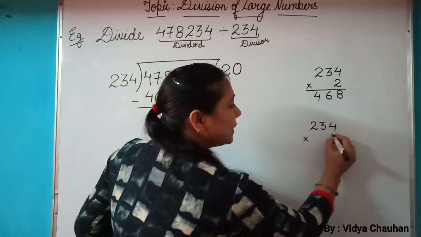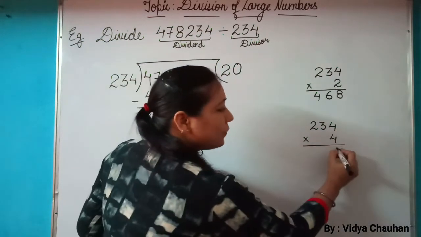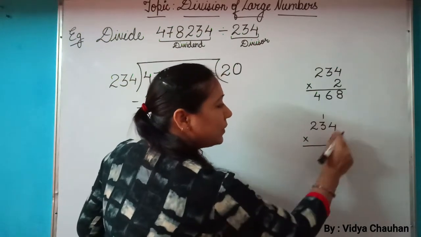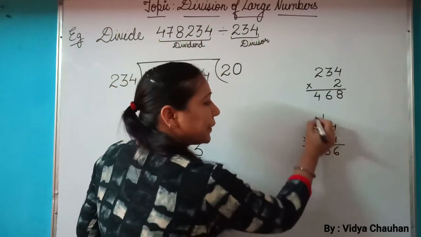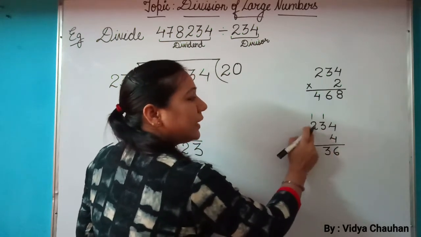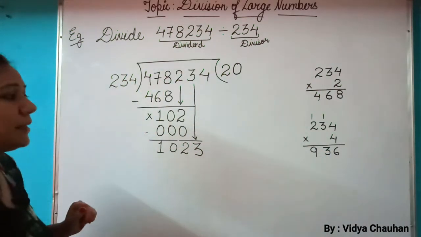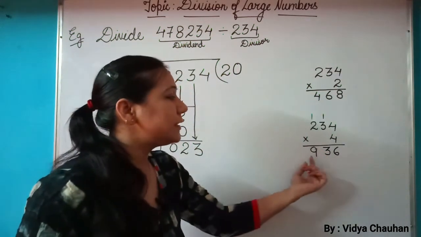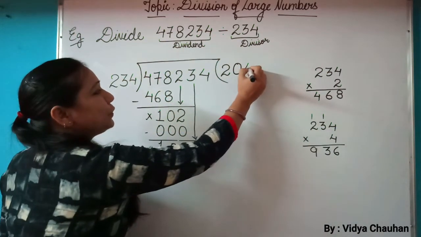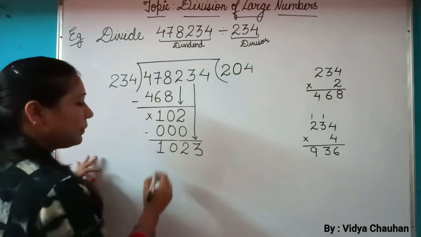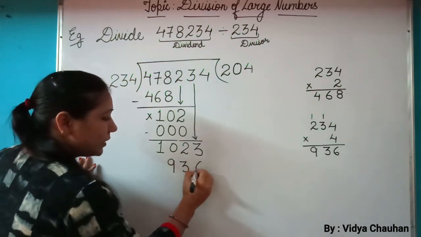Let me multiply this number by 4. So what is the answer? 4 4s are 16, 1 carry. 4 3s are 12 plus 1, 13, 1 carry. 4 2s are 8 plus 1, 9. So the answer here is 936. So I will write 234 multiplied by 4 gives you 936.